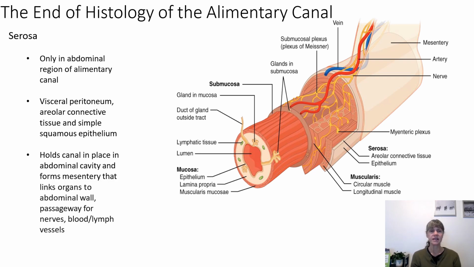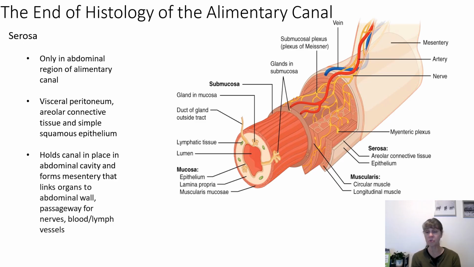The serosa is found in the abdominal region of the alimentary canal, and we have an inner layer of visceral peritoneum followed by areolar connective tissue and the simple squamous epithelium in between the visceral peritoneum and the parietal peritoneum. Remember that those serous membranes fold back on themselves. So there's simple squamous epithelium on the inside of the serosa. The serosa helps to hold the alimentary canal in place in the abdominal cavity.